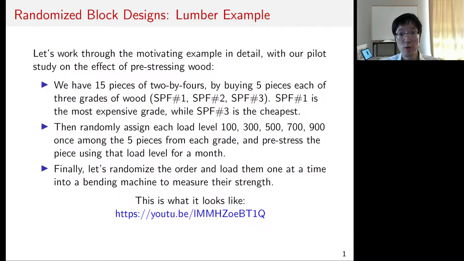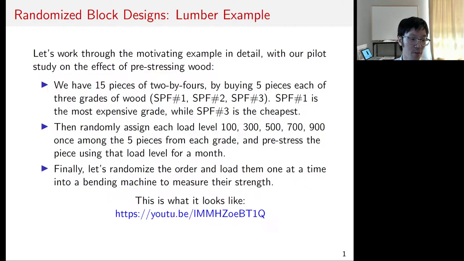as the motivating example, I'm going to use the pilot study that I described last time on the effect of pre-stressing wood. Okay, so I will first recap what we had there. So we had 15 pieces of wood. Pretend we went to Home Depot and we bought 5 pieces each of 3 different grades of wood. So I've listed them here, SPF number 1, 2, and 3. So SPF stands for spruce, pine, and fir.